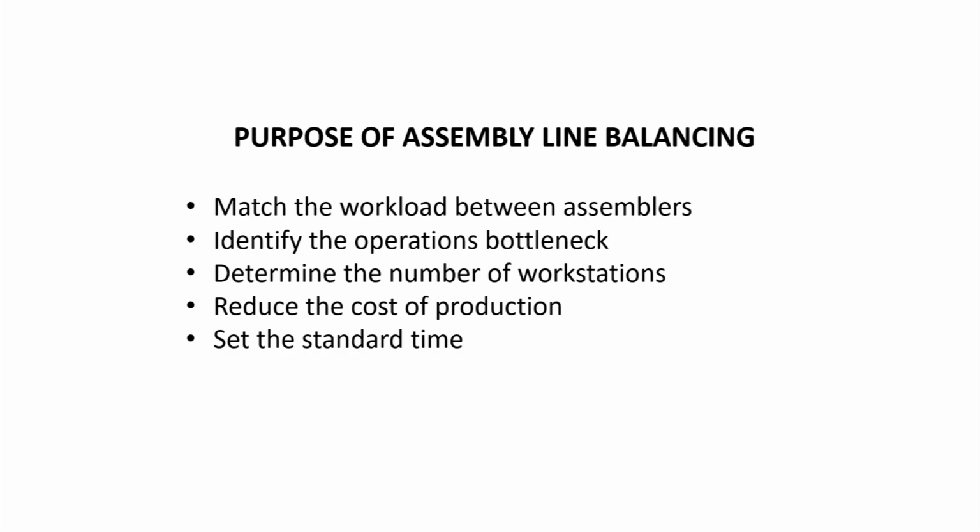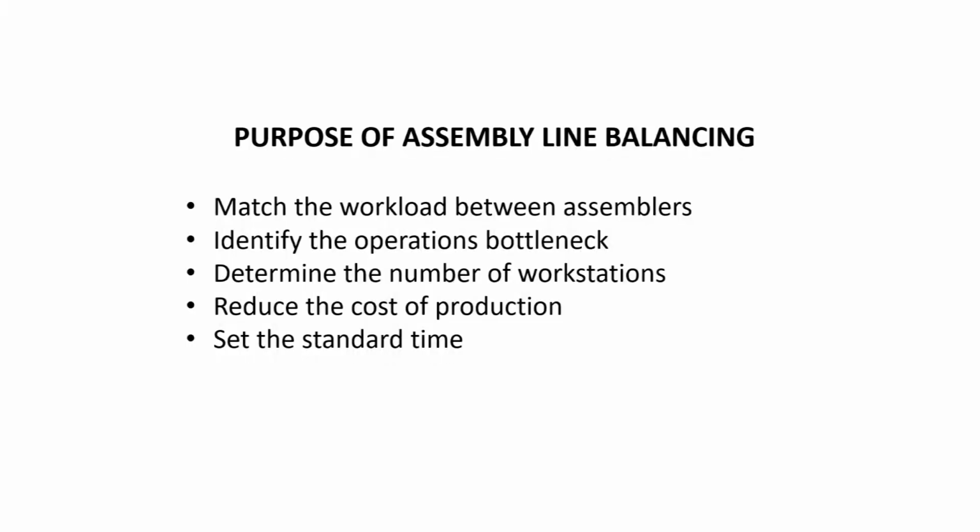Purpose, now you must have understood why we are doing this assembly line balancing. Match the workload between assemblers, all the workstations should have the same amount of work content. Identify the operations bottleneck. By doing the line balancing, I will get to know the workstation which is the bottleneck, and the output of the line depends upon the output of the bottleneck stage. As we have seen in the previous example, 3 workstations: workstation 1 has 10 minutes time, workstation 2 has 5 minutes and workstation 3 has 15 minutes.